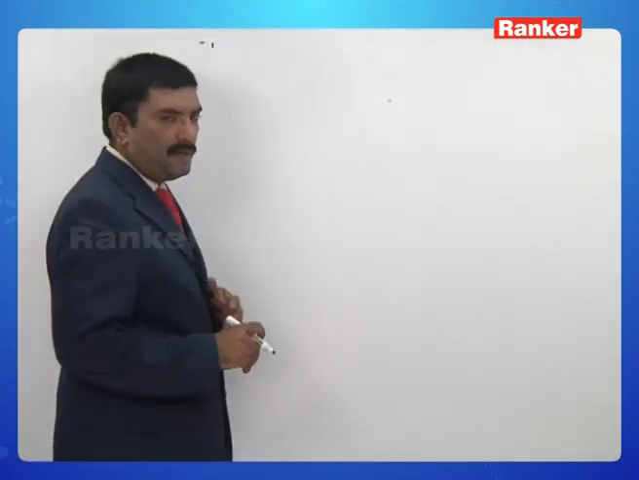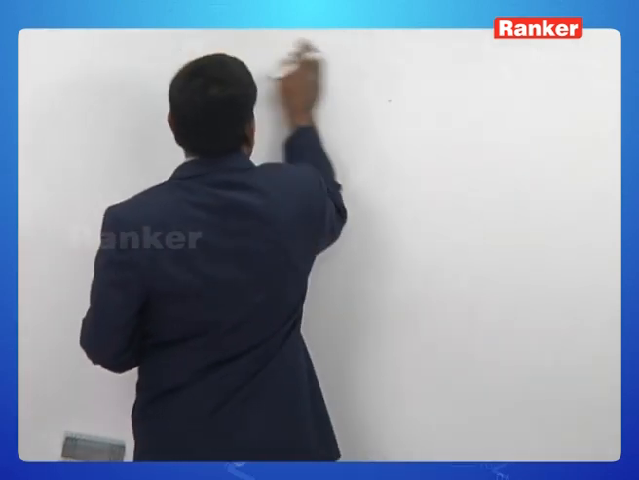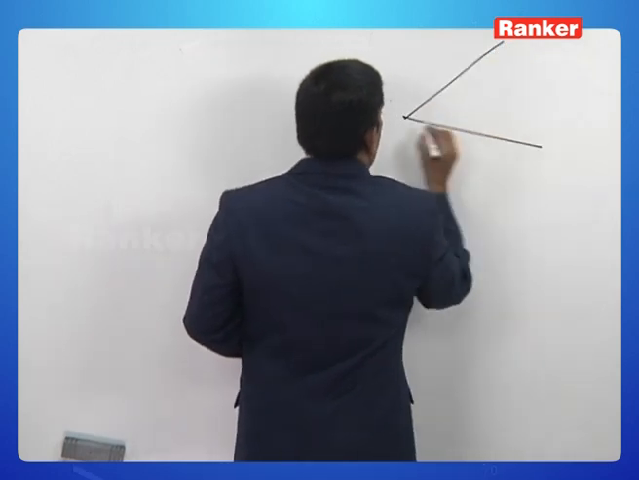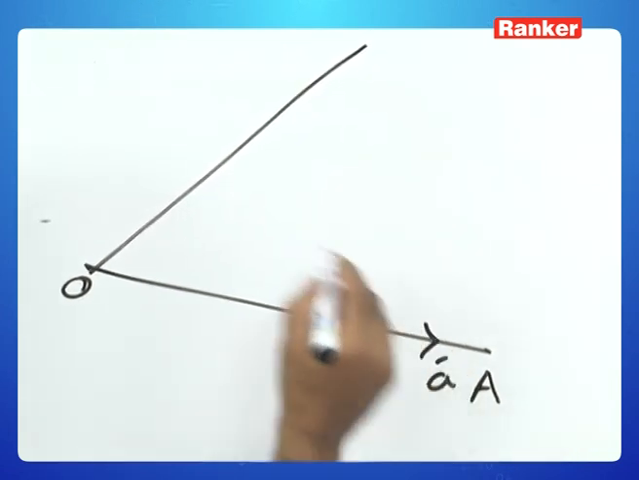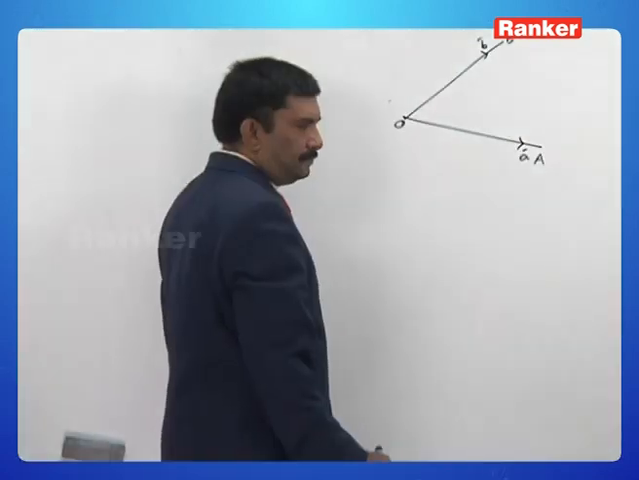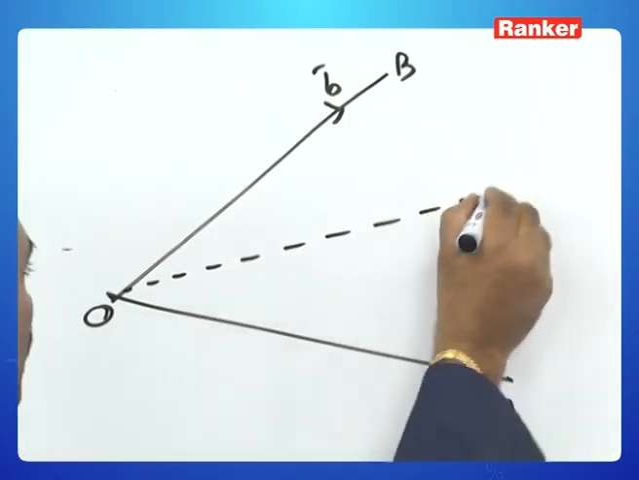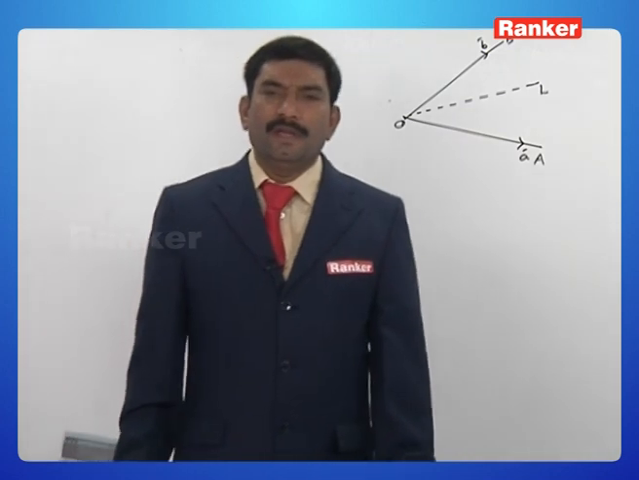The next important one is very, very important from the objective point of view. Now if I go to this one, take this OA bar, OA bar is equal to a bar. OB bar is equal to b bar. This OL is the bisector of OA and OB.